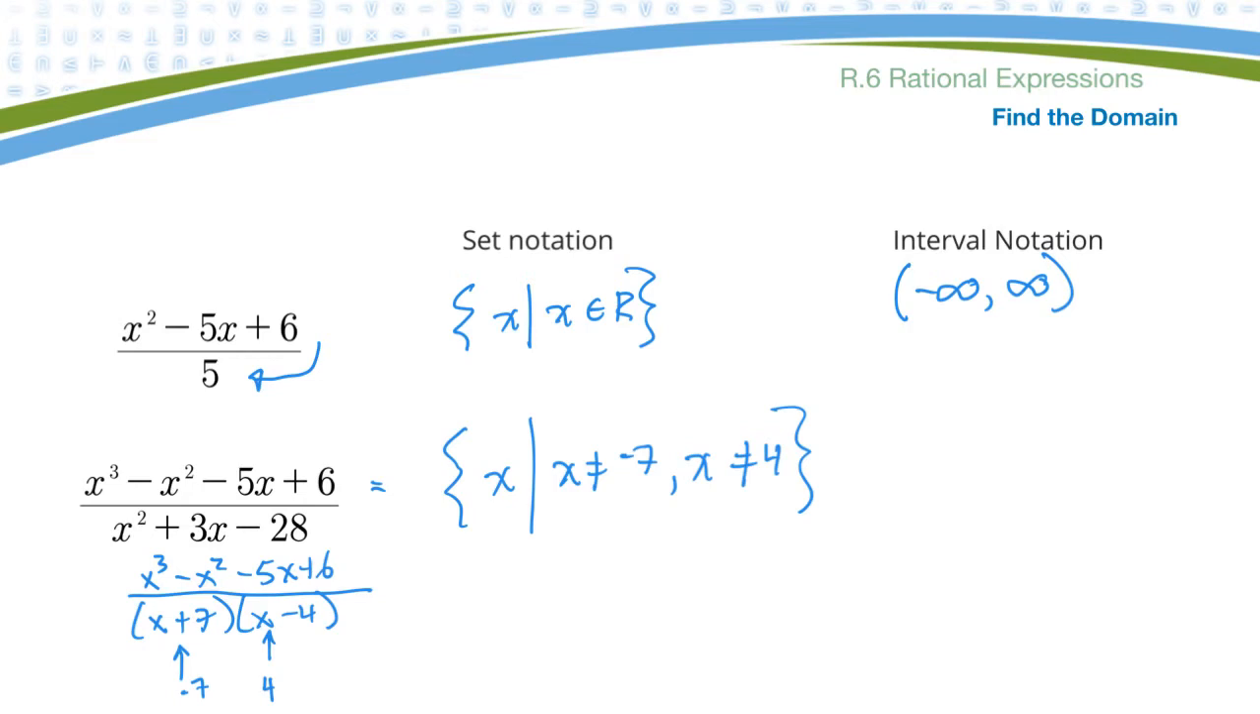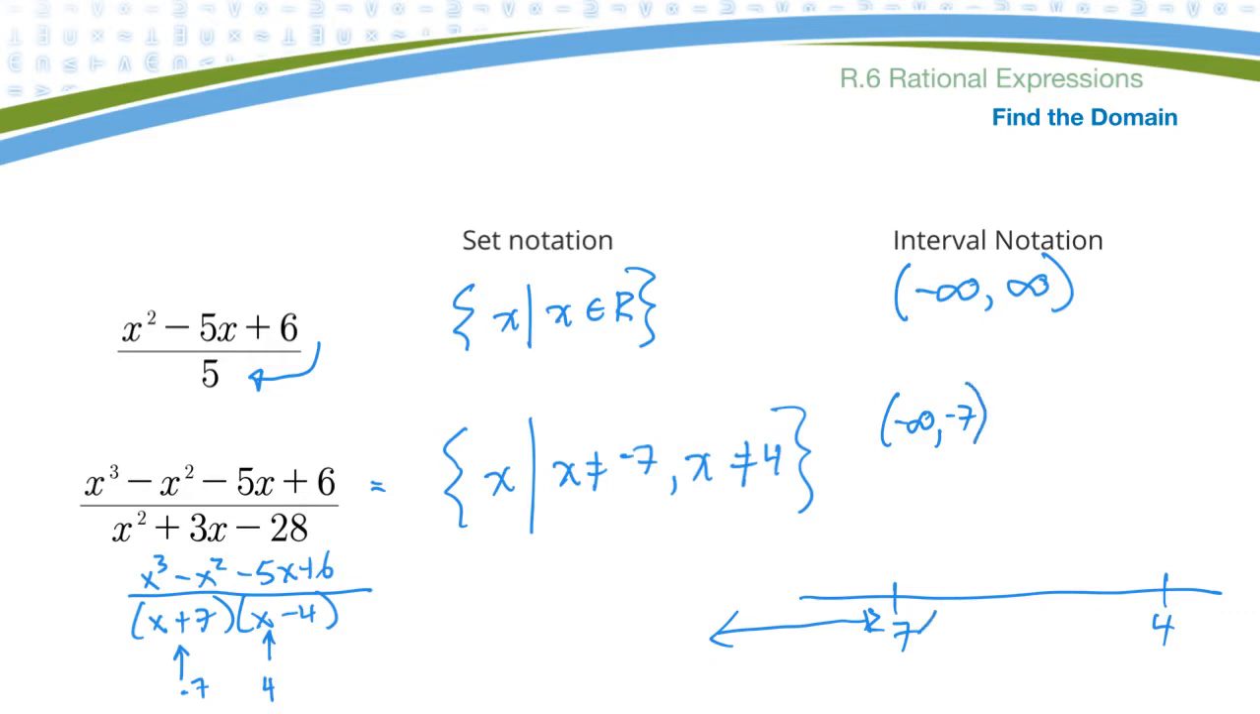In interval notation, that'll be a little bit tougher. So negative 7 doesn't work and positive 4 doesn't work. So everything from there up to here is okay. So you can say something like from negative infinity all the way to negative 7, not including negative 7. Life is good.